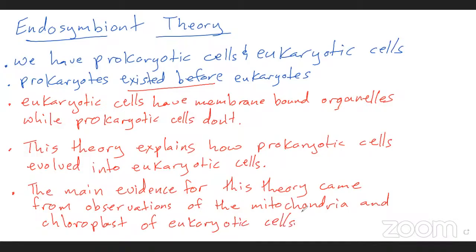All right, so let's just run back over what we have so far. What this theory is trying to do is show how prokaryotes evolved into eukaryotes. Eukaryotes have membrane-bound organelles such as mitochondria and the chloroplast. Prokaryotes do not have them. And then we said that the evidence for this theory came from observing the mitochondria and the chloroplast. What that means is that the mitochondria and the chloroplast have things in common with the prokaryotic cells.